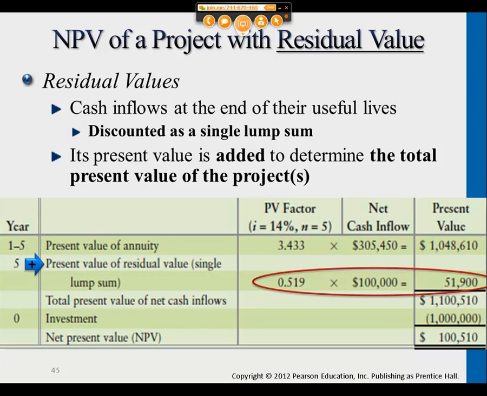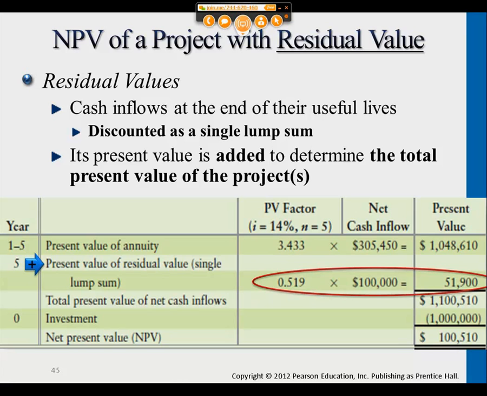Only if it tells you, and here is the residual value of this project, then you need to treat it in a certain way. You have to go get the PV factor and multiply it and then find your net present value. All right? So if the problem is asking you to find the total present value of net cash inflow or maybe your net present value, and it's giving you the residual value, then you need to add it. If it's not saying anything about residual value, don't worry about it, okay?